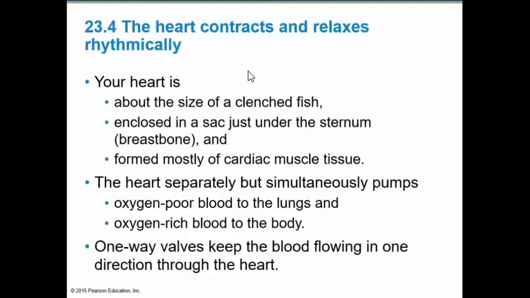The heart separately, but at the same time, pumps blood to the lungs and back and to the rest of the body and back. Two separate pumps, but they work together at the same time. Also located in the heart are 4 valves, which help keep the blood flowing in one direction only. The purpose of the valves in the heart is to prevent backflow, which you don't want.